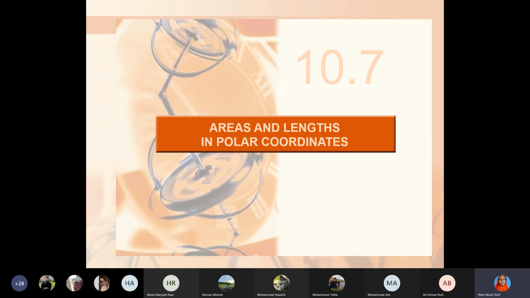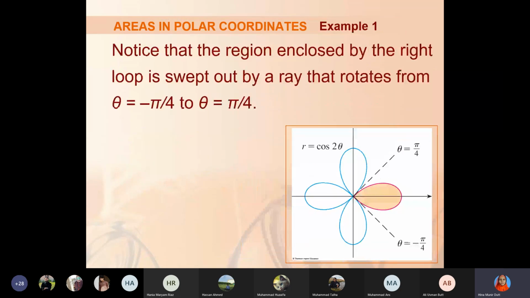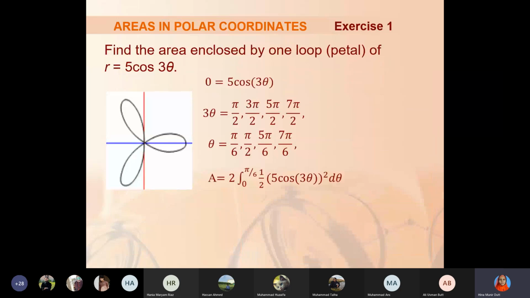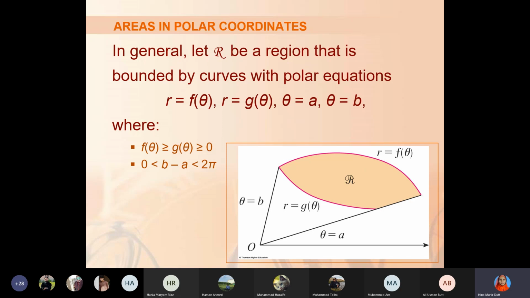So continuing the same topic, areas and lengths in polar coordinates, in today's lecture we will do some examples on areas, and we will derive a formula for how to find the area of a region bounded by two polar curves, and we will find the length of a polar curve as well. We have done this example. I ask you to do this by yourself, and then exercise 2 is also to be done by yourself.